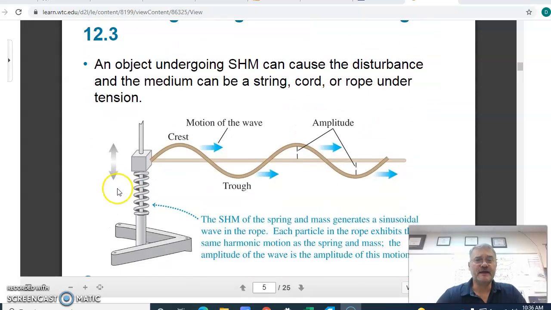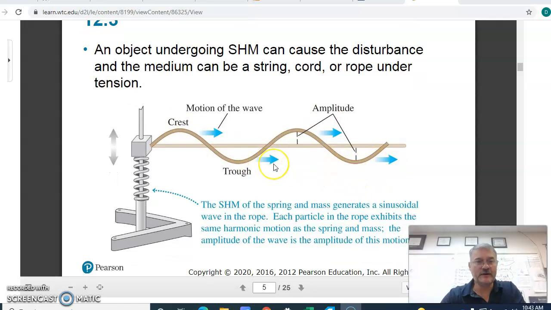Here are the parts of a mechanical wave, and this is a transverse wave that we're seeing here. And you have a crest, trough, crest, trough. The amplitude is the height or the depth of the wave, the measurement from the crest to the rest position. Those are the parts of the wave. The wavelength, as I said, is crest to crest or trough to trough, a measure of one full cycle.